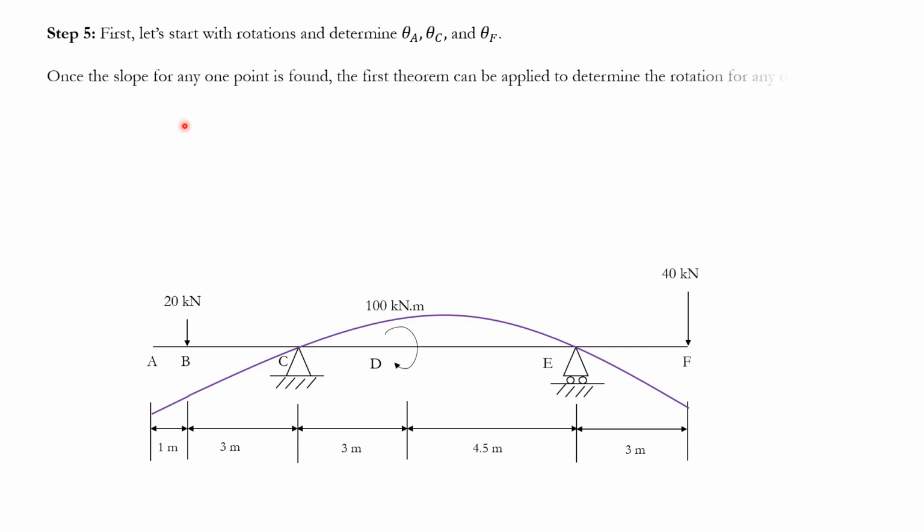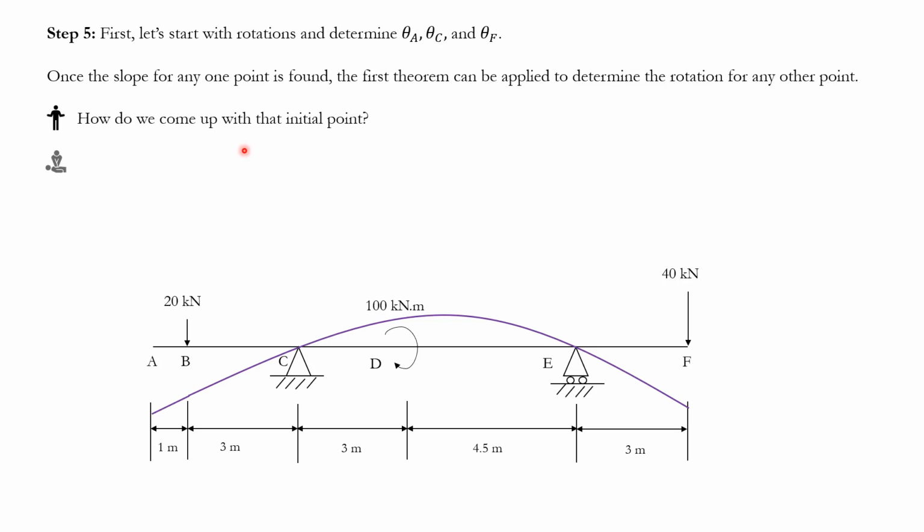So here, I basically have it. Once the slope for any one point is found, the first theorem can be applied to determine the rotation for any other point. So we can't really use the theorems directly to find just a rotation and deflection at any point. They give us information, and we just have to work with that information to find what we need. So you might say, okay, how do we come up with that initial point?